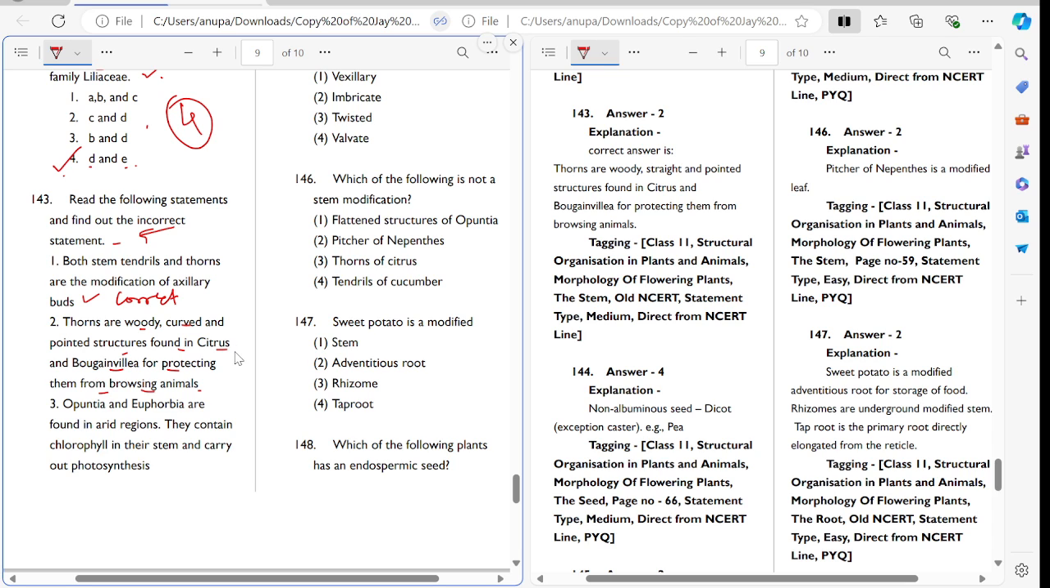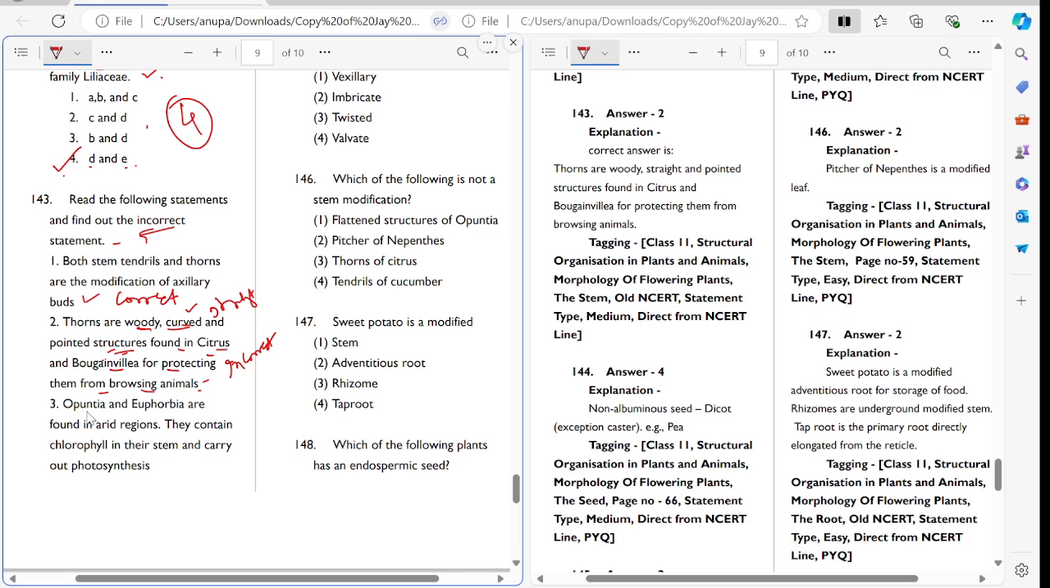Here it is also correct, but this is not correct. The thorns are also woody, pointed structures, found in citrus and bougainvillea, and they help to protect from browsing animals, but they are not curved, they are straight. Thorns are straight. So this is an incorrect statement. Now let's read the other options as well.